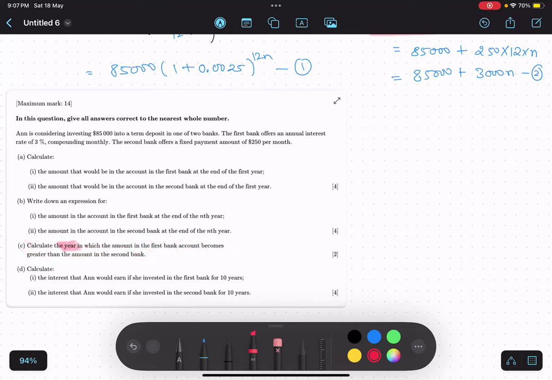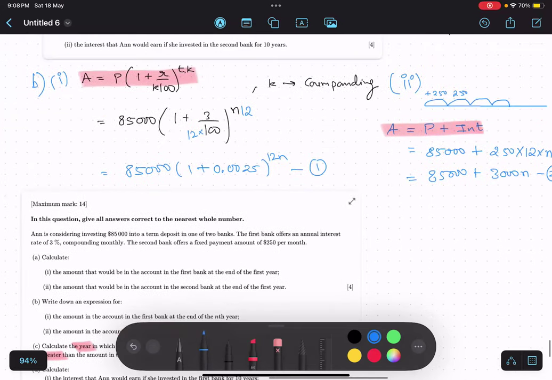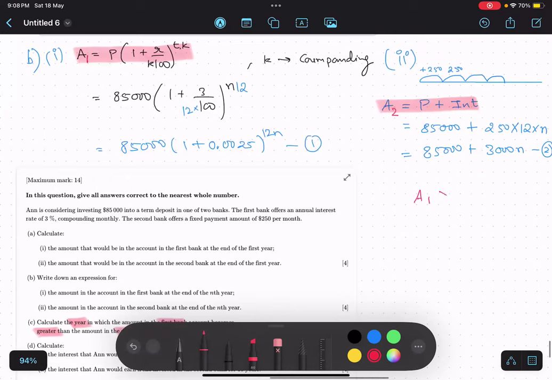Calculate the year in which the amount in the first bank will become greater than the second bank. So they are saying amount in first bank, amount in second bank. So amount in first bank will be greater than the amount in second bank. When will this happen? When this expression will be greater than this expression. Make sense?